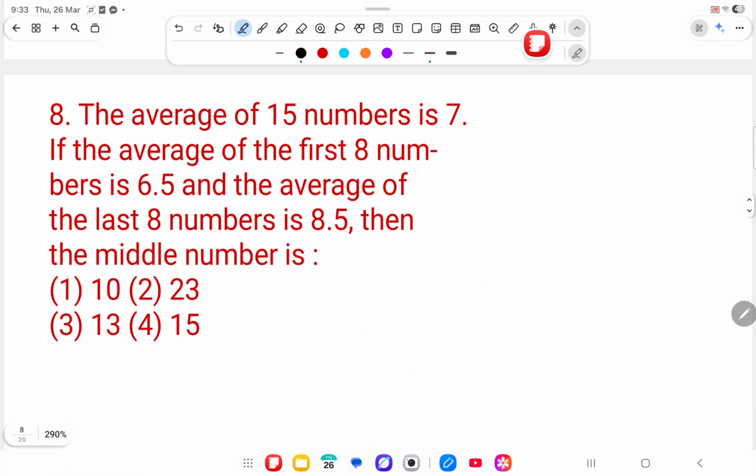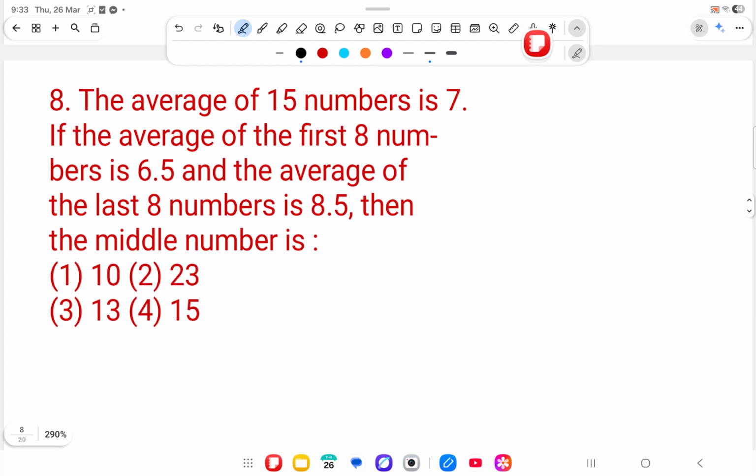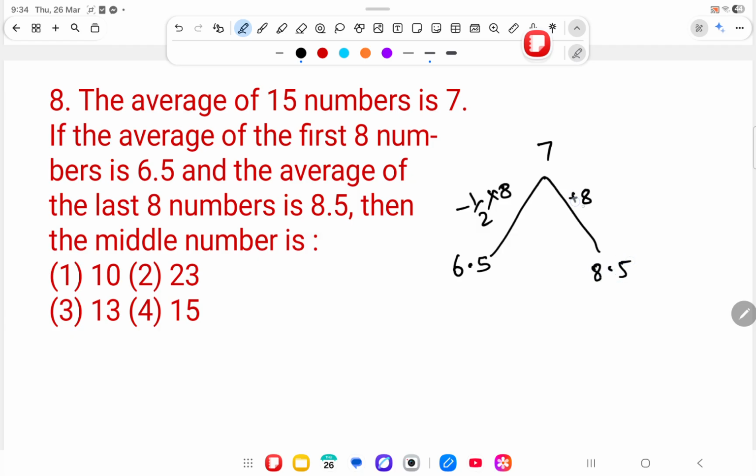Then the average of 15 numbers is 7. The average of the first 8 and the average of the last 8 are given. How can we do this in this method? 15 numbers average is 7. First 8 numbers average is 6.5. How much is it less by? 0.5. So minus half into 8. And that of the last 8 numbers is 8.5, more by 1.5. So plus 3 by 2 into 8. Now it gives 4 and it gives 12. So 7 minus 4 plus 12, which gives 15. So 15 is our answer.